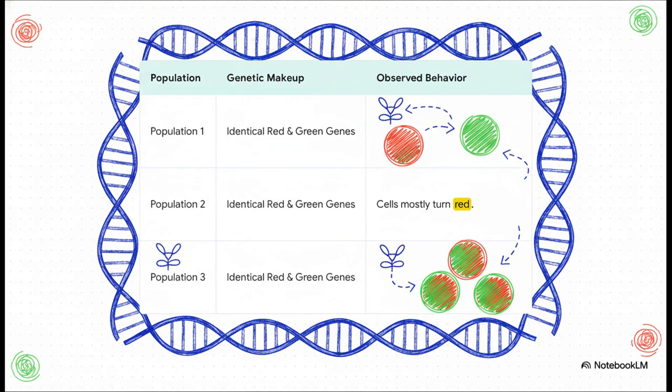It's wild. You have three different populations of bacteria, and they all have the exact same red and green genes. But look at what they do. The first group, the cells make a choice. They're either red or green, a total binary switch. The second group, almost all red. And the third, it's a mix, but they're definitely leaning green. I mean, come on, same genetic code, three totally different results. What is going on here?